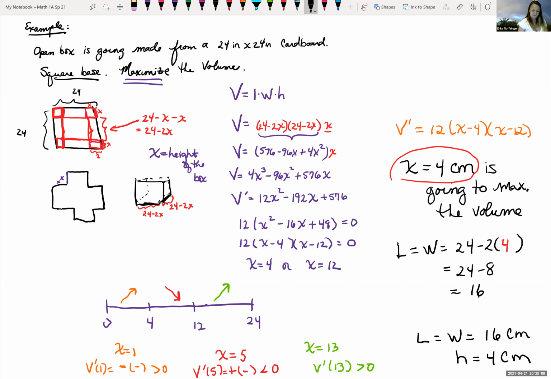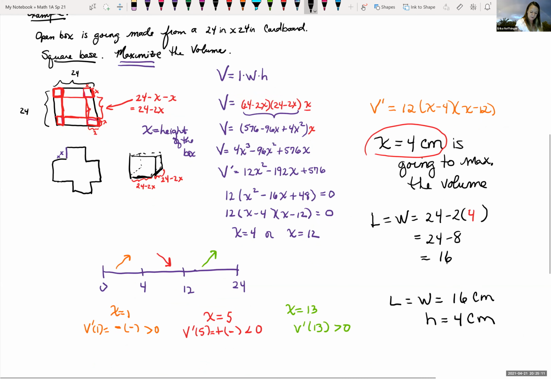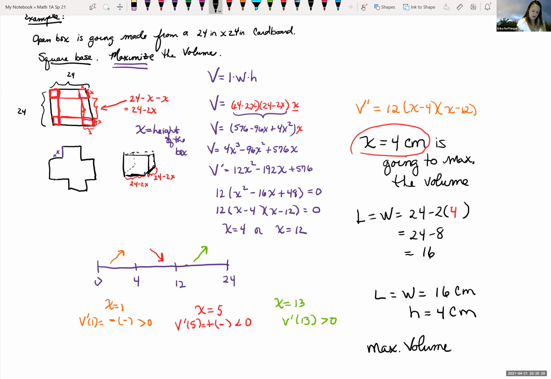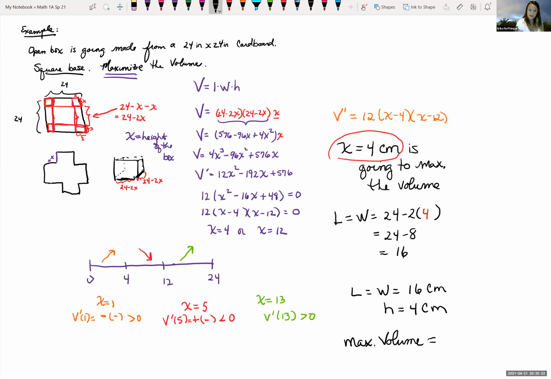But it wants the max volume also. So our maximum volume would be equal to our length times width times height. So 16 times 16 times 4. So 16 squared times 4, which gives us 1,024 cubic centimeters.